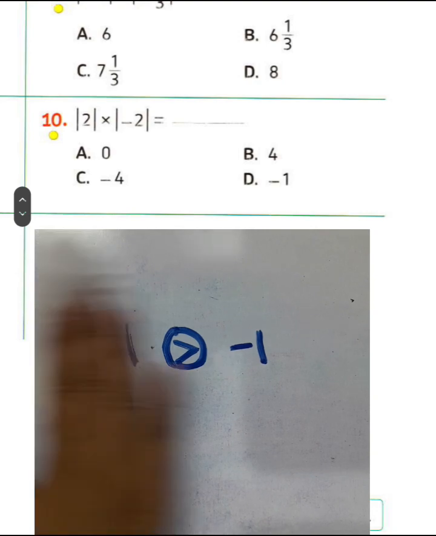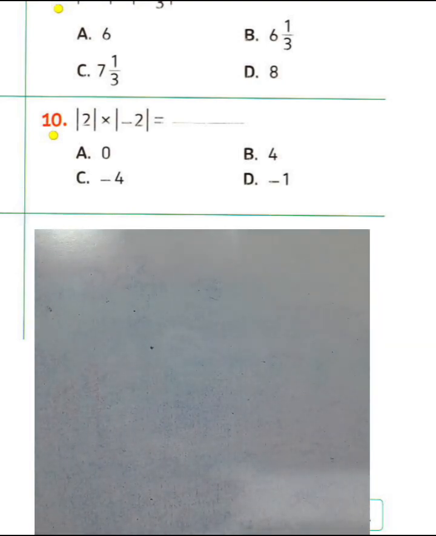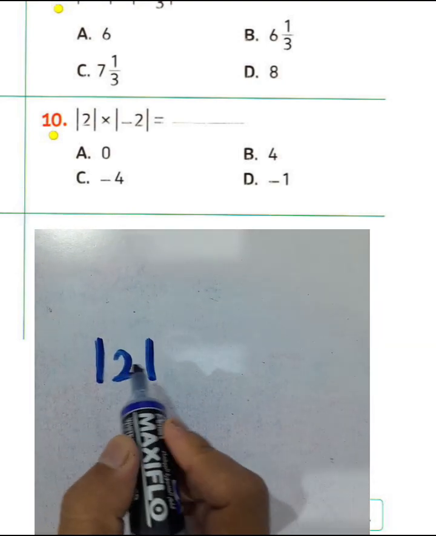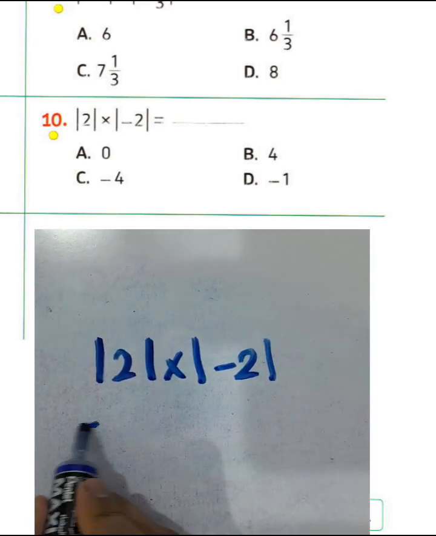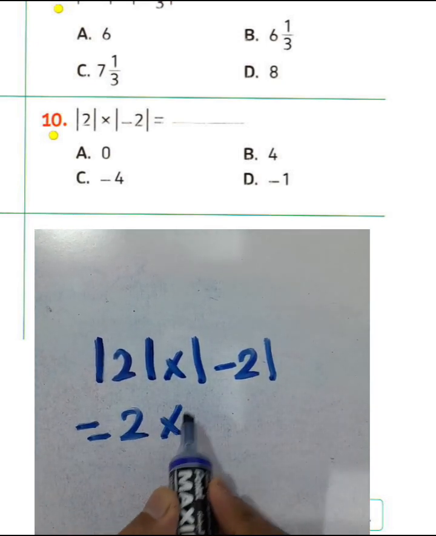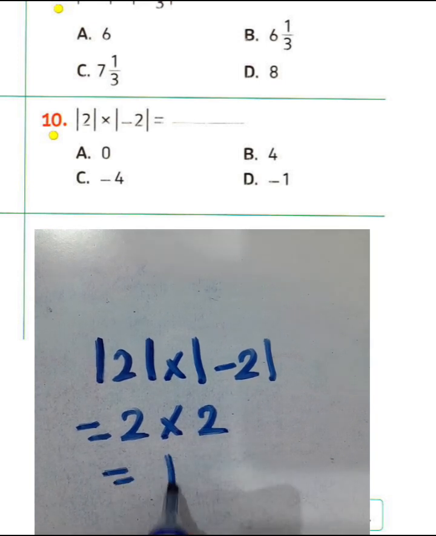Question number 10. The absolute value of 2 multiplied by the absolute value of negative 2. The result here will be 2, and the absolute value of negative 2 equals 2. The result will be 4. Question 10, choose letter B.